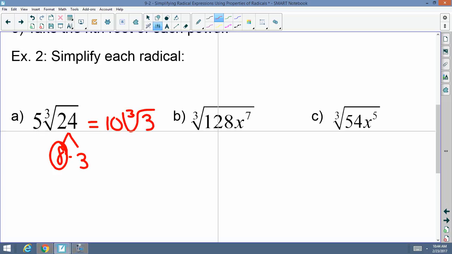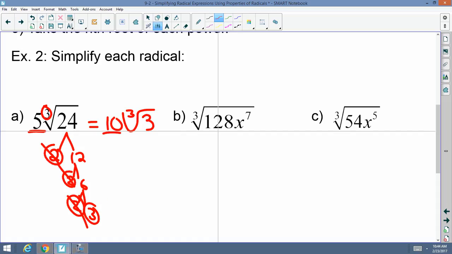Now, let's say you don't know your perfect cubes. You can break it down. I do not suggest this strategy for my tests or quizzes. You probably won't have enough time. But this is going to be 2 times 12, 2 times 6, 2 times 3. If I have a cube root, how many of one value do I need to pull it out? 3. So a 2, and a 2 comes out as a 2. 2 times 5 is 10. And I have a leftover of cube root of 3.